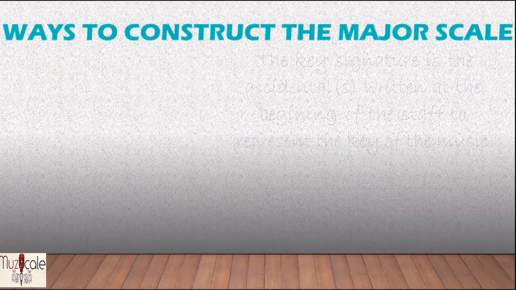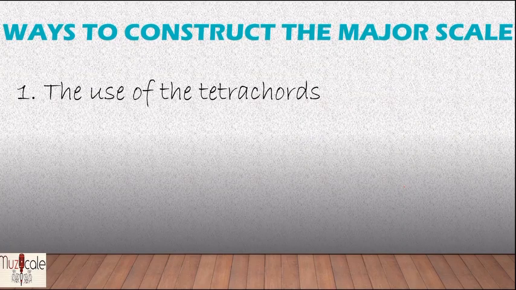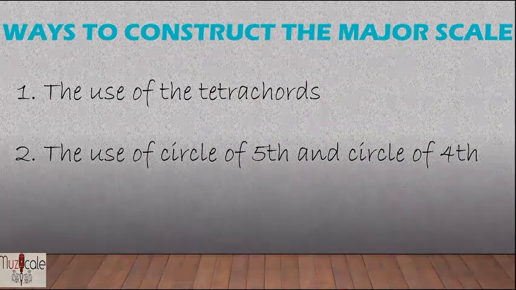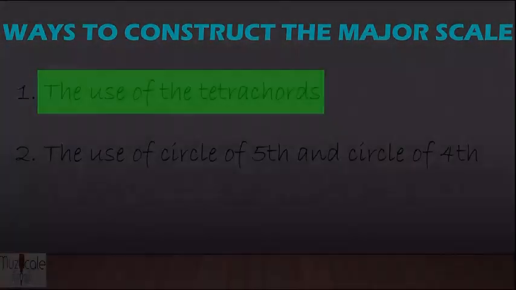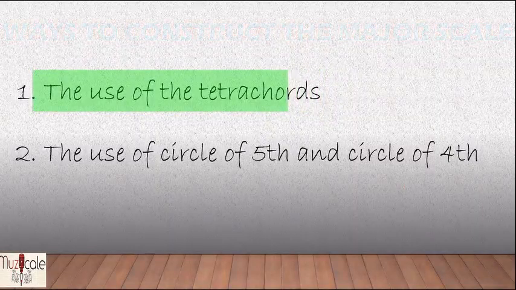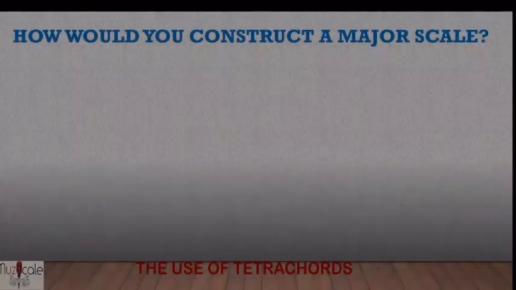Here, we're going to talk about two ways of constructing the major scale. We're going to use the two-tetrachord way, and of course we're going to use the circle of fifths and the circle of fourths. The first way, the tetrachord arrangement: how would you construct a major scale?